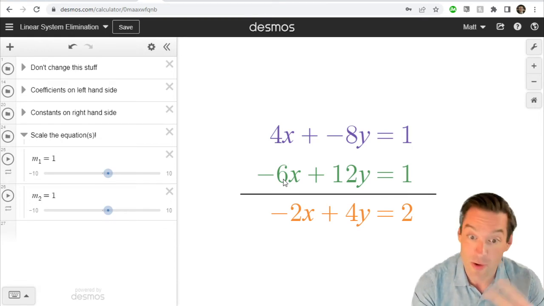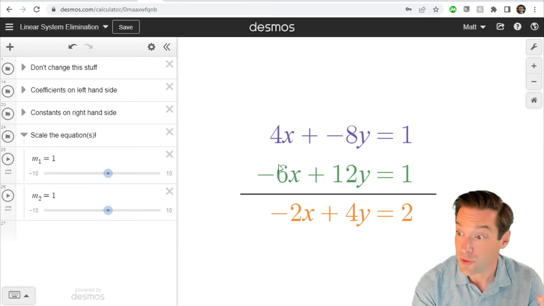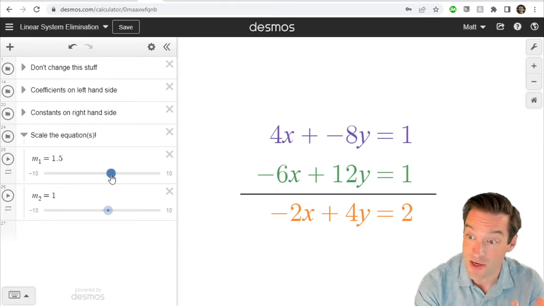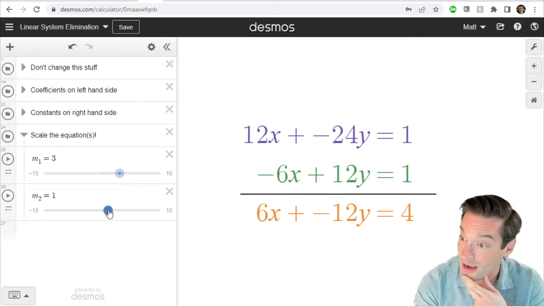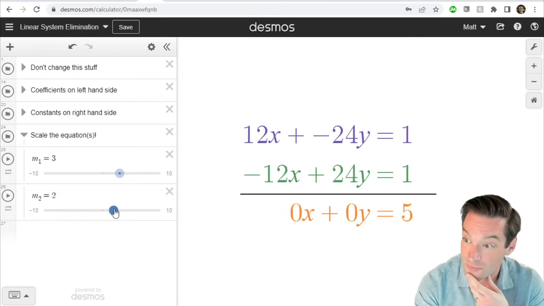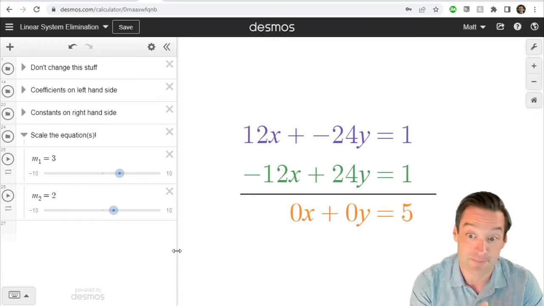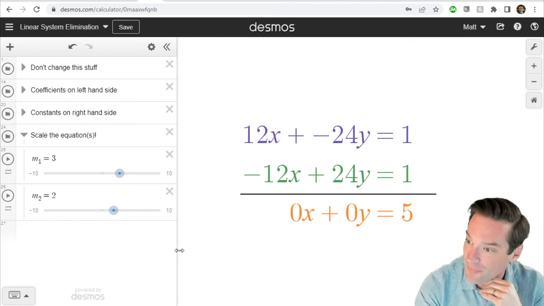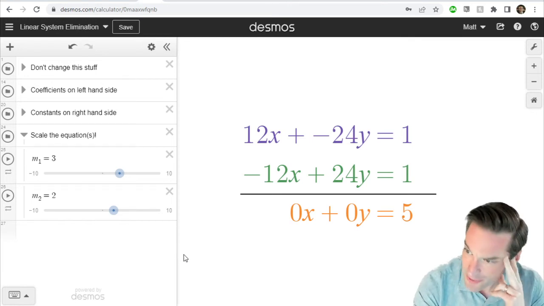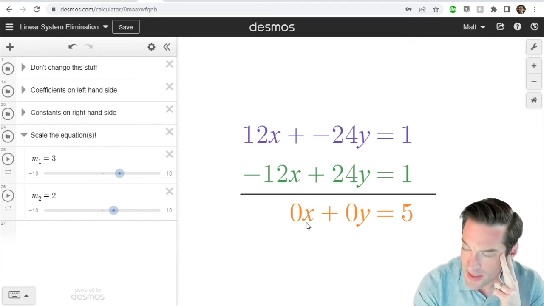And so we figure out what we need to multiply by in order to bring each of those coefficients to a 12. For the first equation, if I multiply it by 3, that gives me a coefficient of 12 up top. And in the second equation, multiply it by 2, that gives me a -12 on the bottom. Right? And so when that happens, I add these two equations together. And not only does the x coefficient go away, but the y coefficient goes away too.